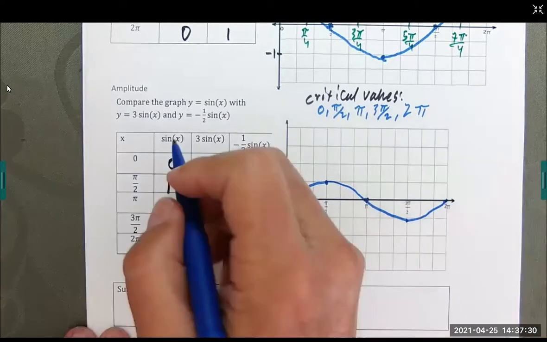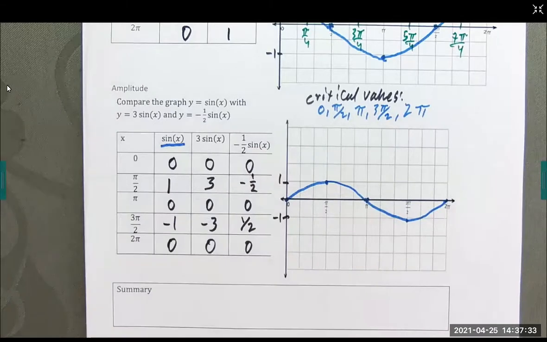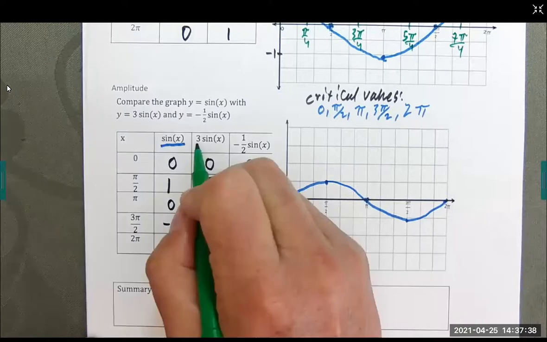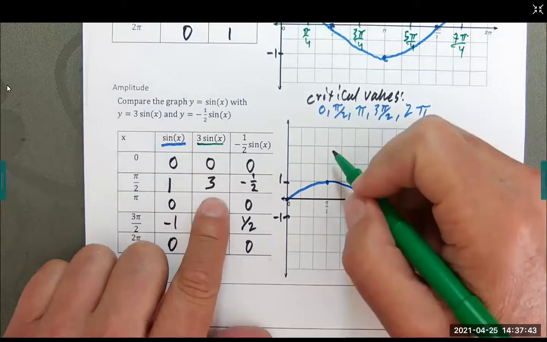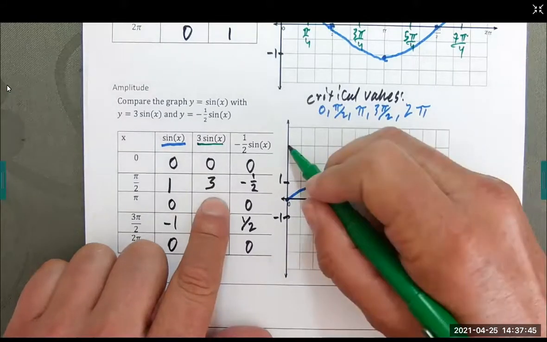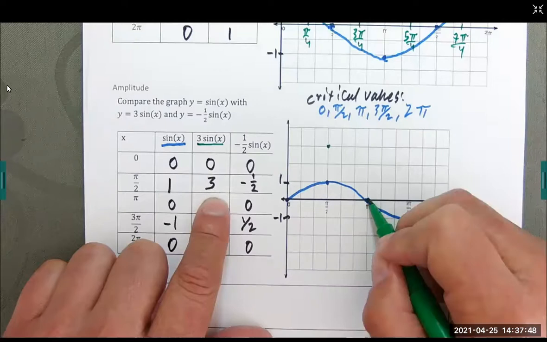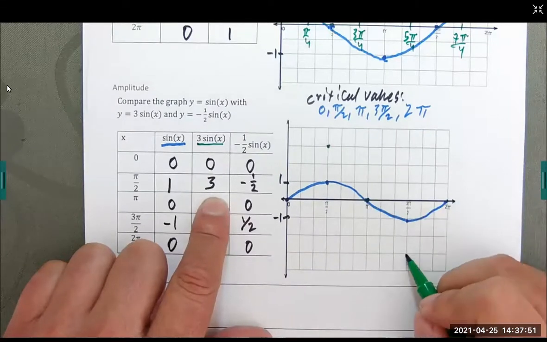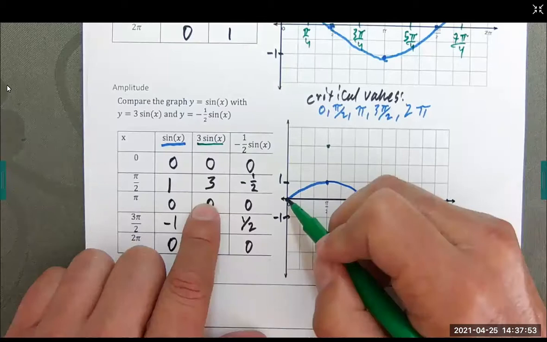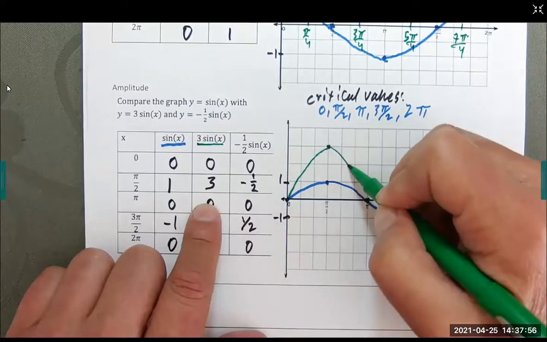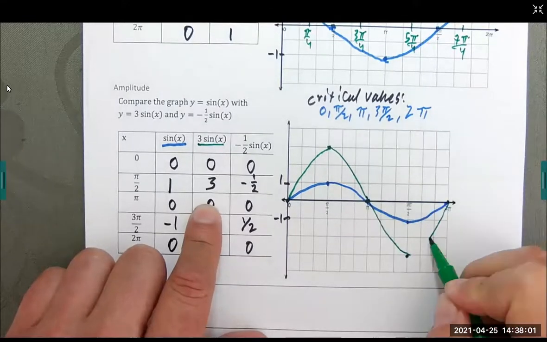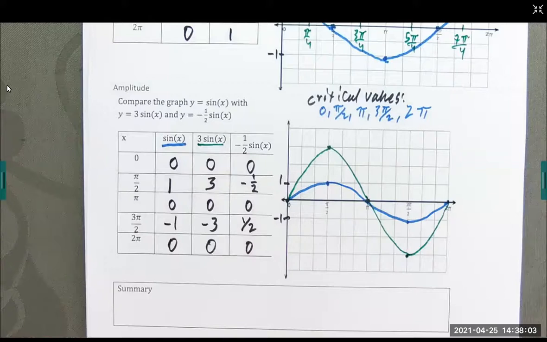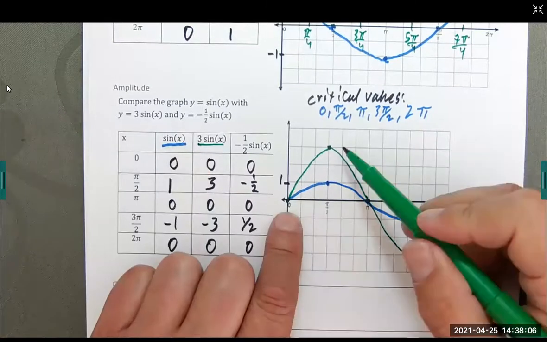And let's see what happens when we graph. So I'm going to underline this one blue, meaning that's the blue graph. Next up, we're going to have a green graph for this one. And for this one, we're going to start at 0. But when we hit pi over 2, we're going to go up to 3. If it's 1, then 2, then 3. So I'm way up here, back down to 0, down to -3, and back to 0. And you can see the 3 in front, the amplitude, makes it peak much higher and valley much lower.